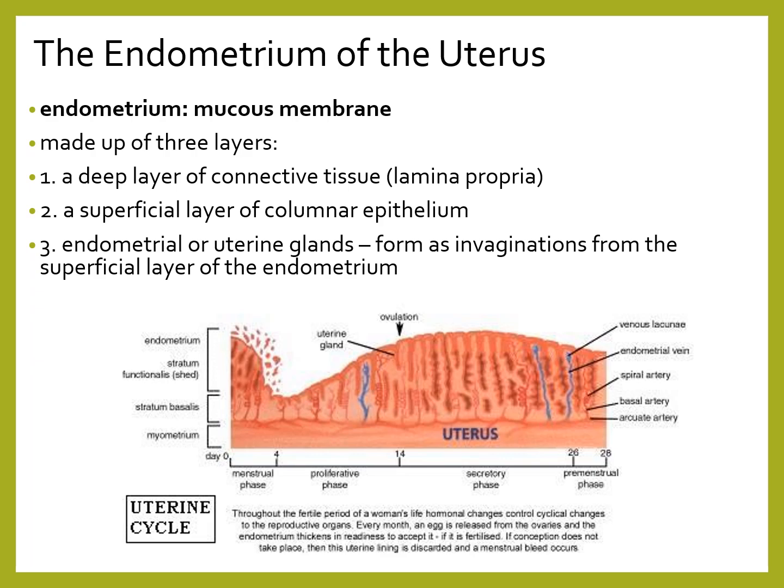In addition to these 2 layers, there is a 3rd layer. It is called an endometrial or uterine gland layer. So it's a bunch of endometrial glands, which are also called uterine glands. These form as invaginations from the superficial layer of the endometrium, and they are responsible for producing the mucus, which will coat the epithelial layer in this mucous membrane.